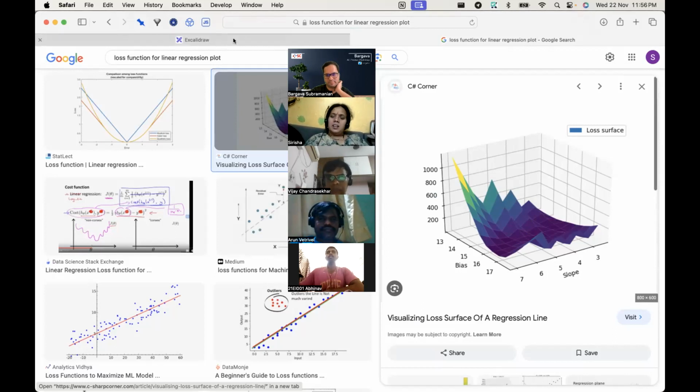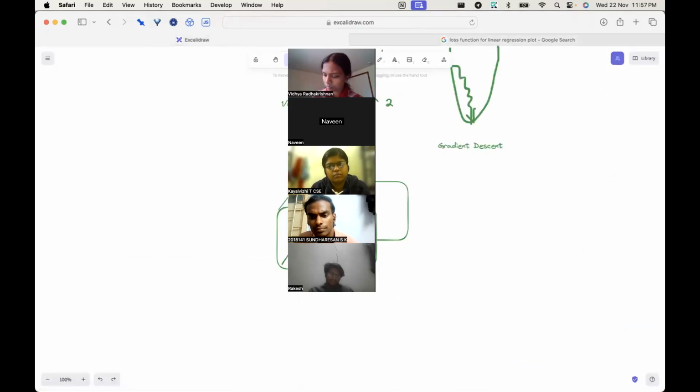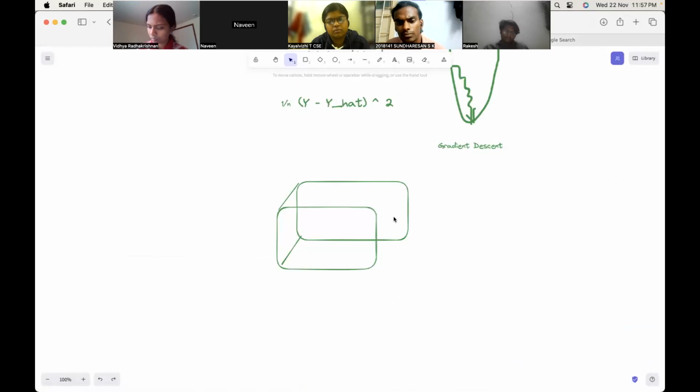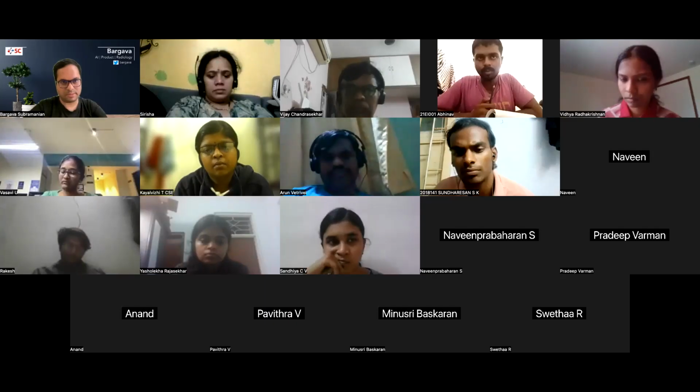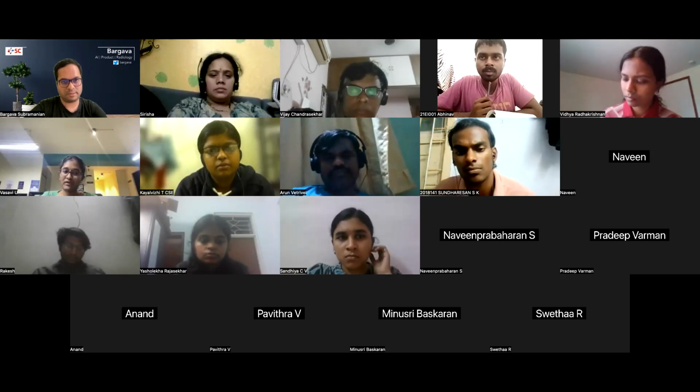So loss and mean squared error both are the same. Here mean squared error is the loss function, right? The loss function will keep changing based on the algorithm. Okay. So here the loss function is okay. Let's go back to the deck and see where we are.